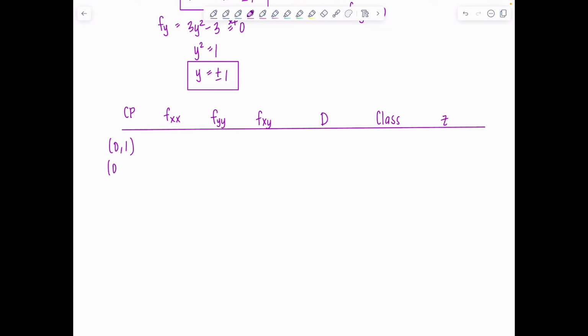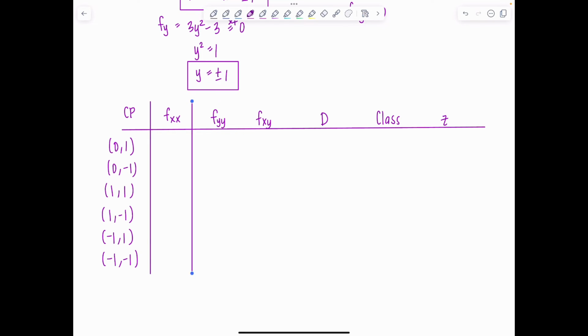0, 1; 0, negative 1; 1, 1; 1, negative 1. I mean, they could do that in any order, but whatever. Negative 1, 1; and then negative 1, negative 1. Okay, beautiful. Actually, this one, I just want to scoot it, right?